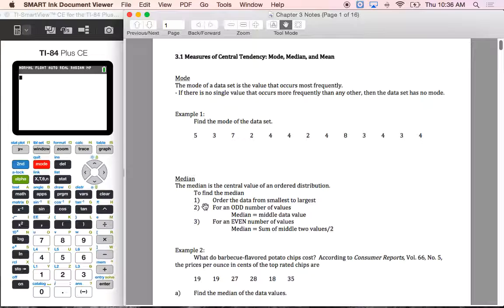Whereas in example 1, for our mode, we should notice that 4 happens there 5 times. So that means our mode is going to be 4.